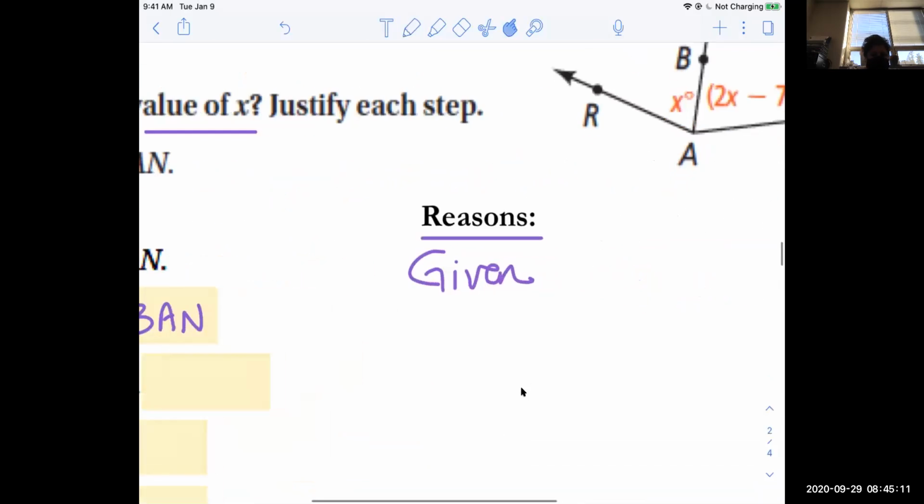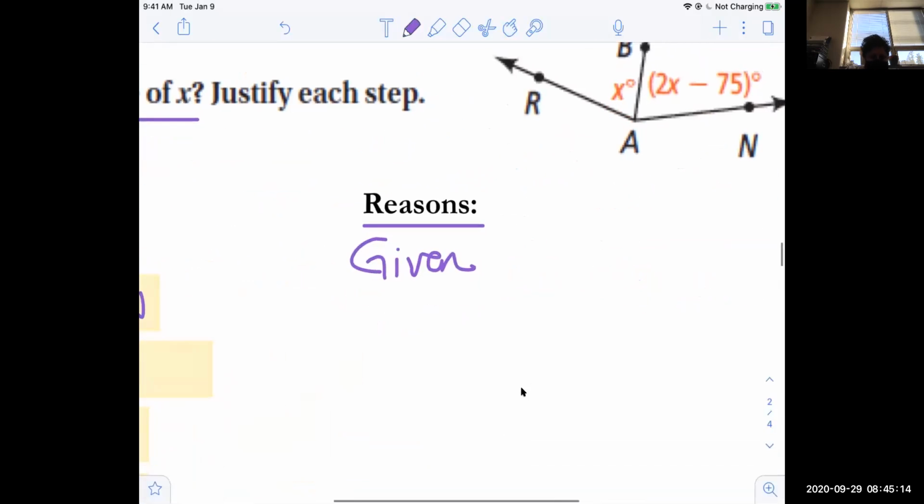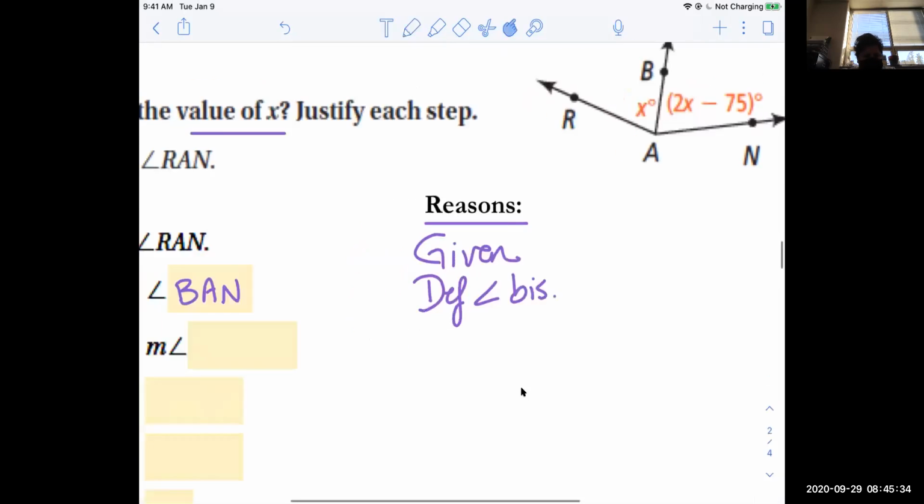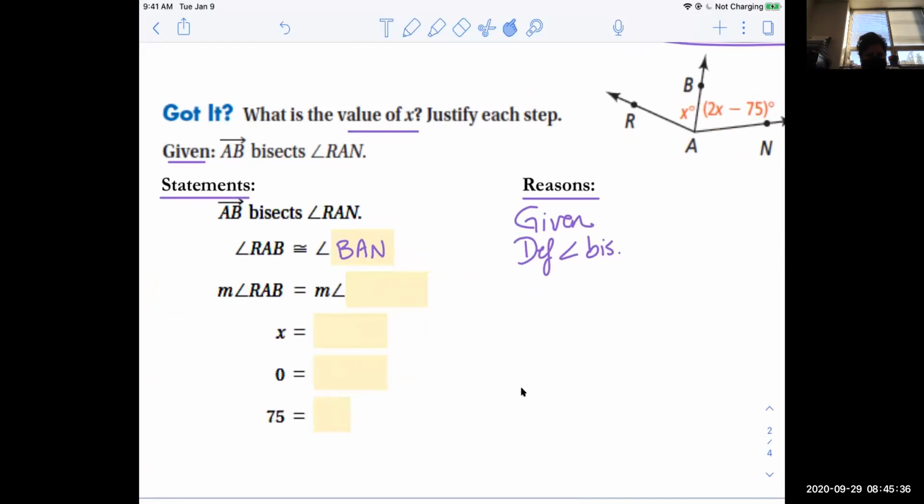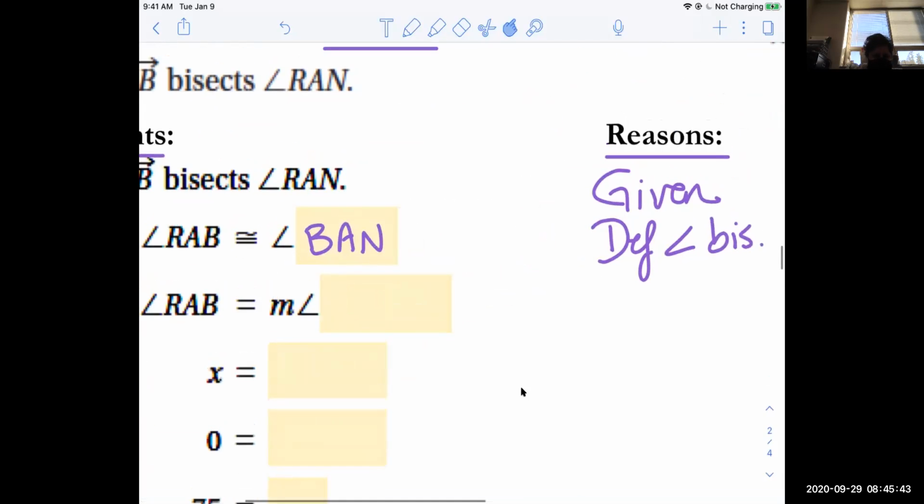Lucy, go ahead. Okay, do I write because there's an angle bisector? What do I write? That's what it is, right? You know the meaning of the word angle bisector. So you're going to say that is the, what do you call the meaning of word? Definition. That is the definition of angle bisector. I know what an angle bisector is, and that's how I know that because it bisects, then it makes the two parts congruent.